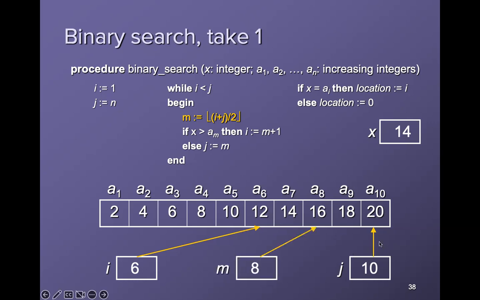Okay, now we are going to compute for the middle. Again, look for the middle element. So that will be 6 plus 10 divided by 2. That will give us 8. So meaning this is the middle of the list.